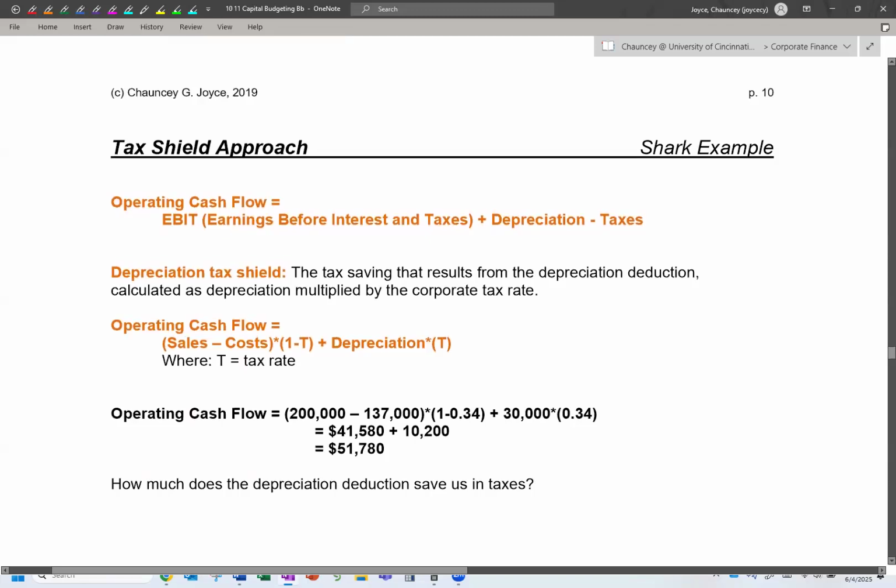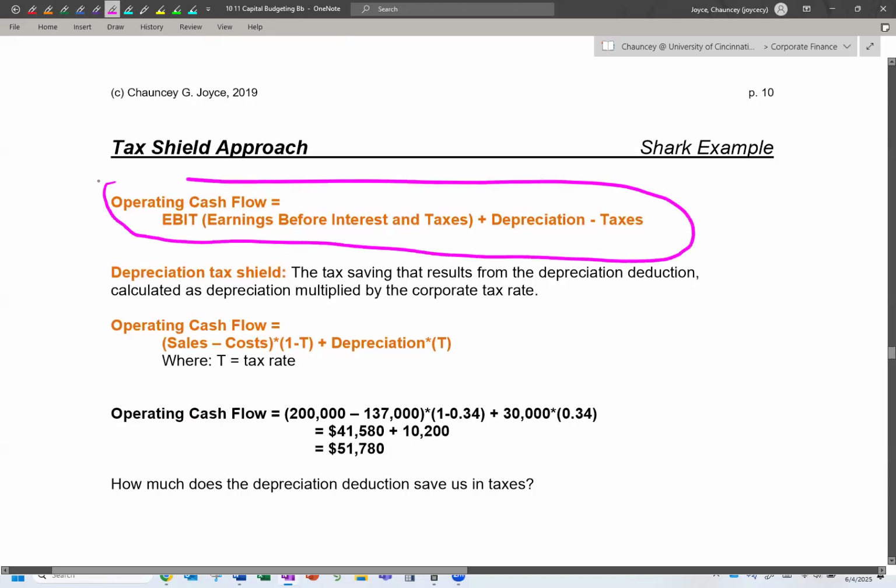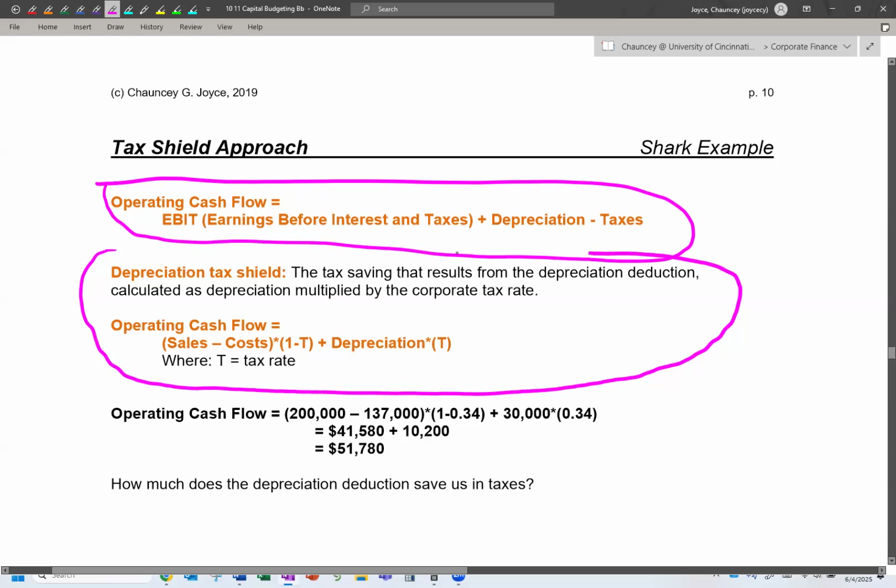There's another approach to get to the operating cash flow, and I want to show that for you here. One baseline approach is to take EBIT, or earnings before interest and tax, add back depreciation and deduct taxes. However, there's another approach using the depreciation tax shield. The depreciation tax shield is the tax savings that result from the depreciation deduction, calculated as depreciation times the corporate tax rate. So to get to operating cash flow, notice these are two equations. They both calculate operating cash flow. See, they say operating cash flow equals. But in the second one, we have sales less costs times 1 less the tax rate plus depreciation times tax.